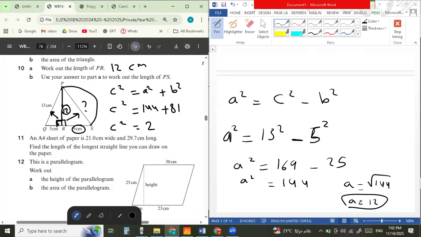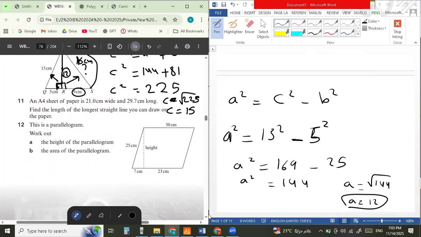So c squared equals 225. Yes, 225. So what is C? You're going to find that C equals root of 225. This is a common number that all of us should know. Root of 225 is 15. So it is 15 centimeters. Okay? Now with question 11. Let me erase this.